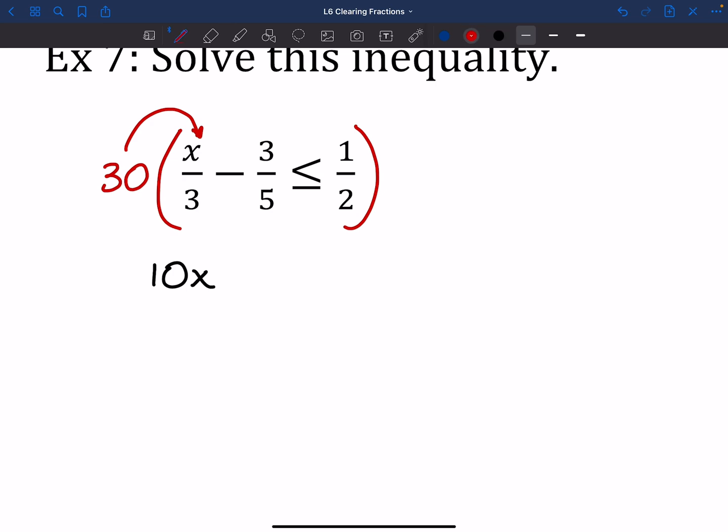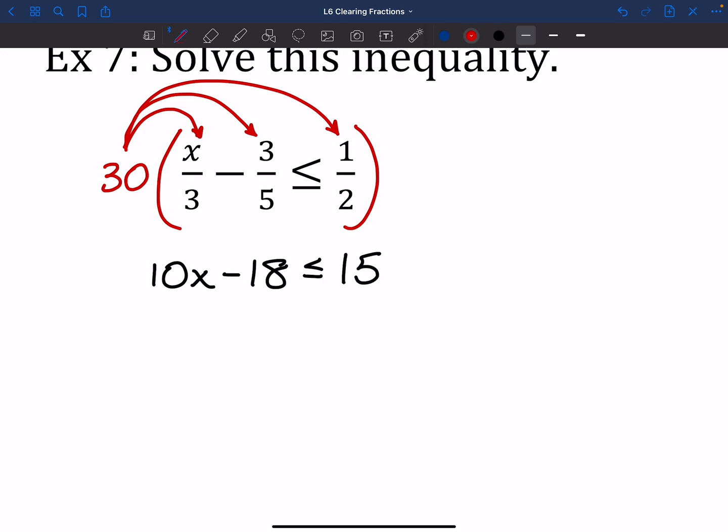All right, after that, we're going to multiply 30 times negative 3/5. So 30 divided by that 5 that's on the bottom is going to give us 6. We're going to take that 6, multiply it by the 3 up top, and get 18. And it was minus, so we'll say minus 18 there. After that, we have less than or equal to, and then we're going to do 30 times 1/2. 30 divided by that 2 on the bottom gives us 15. 15 times that 1 up top brings us back to 15.